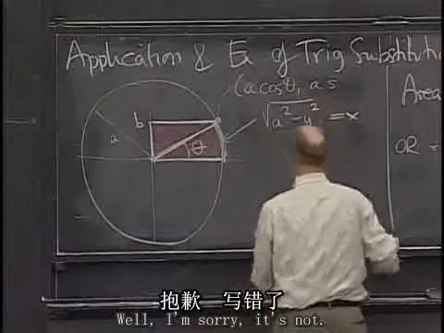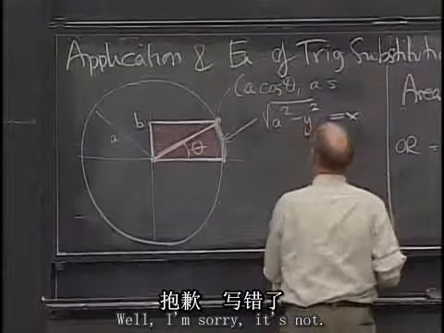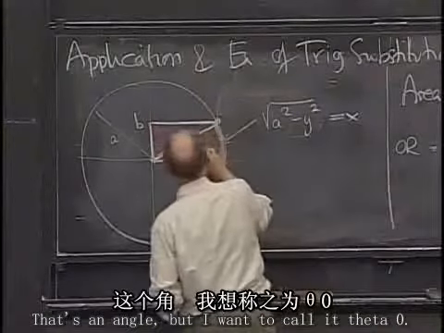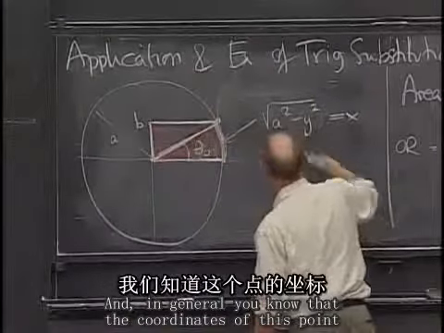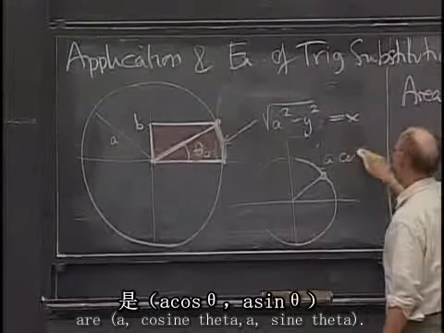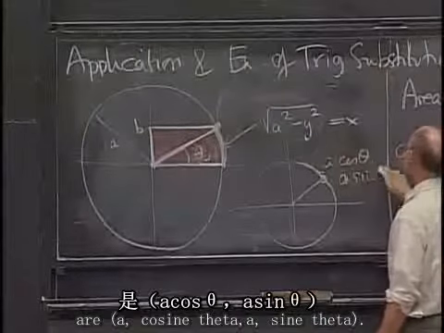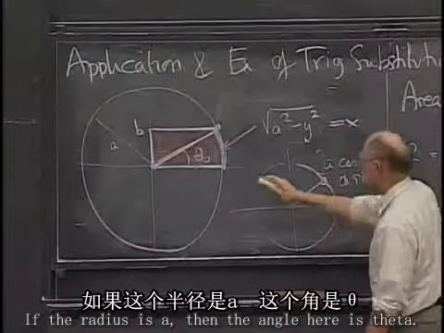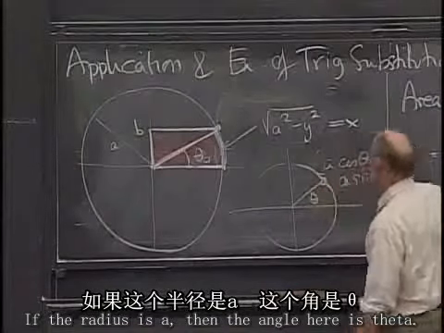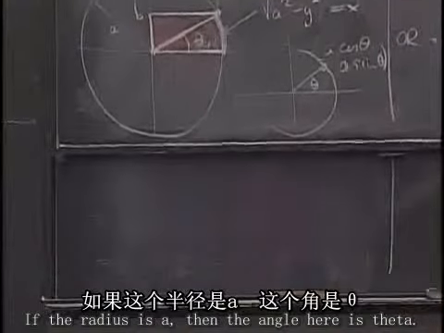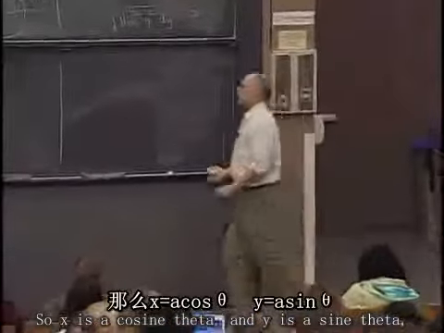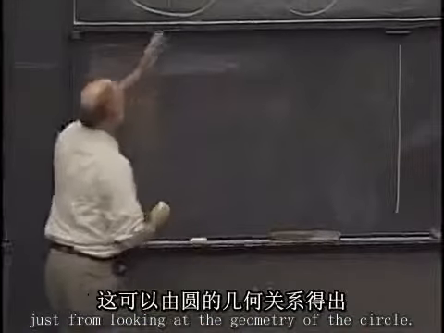Well, I'm sorry, it's not. That's an angle, but I want to call it theta 0. And in general, you know that the coordinates of this point are a cosine theta, a sine theta if the radius is a, and the angle here is theta. So x is a cosine theta, and y is a sine theta, just from looking at the geometry of the circle.